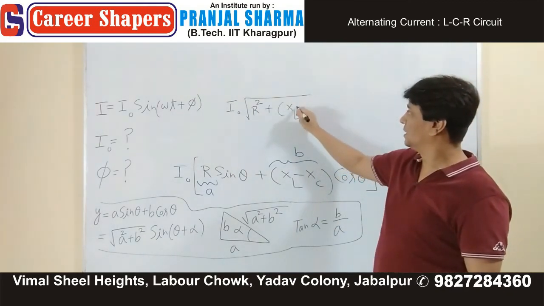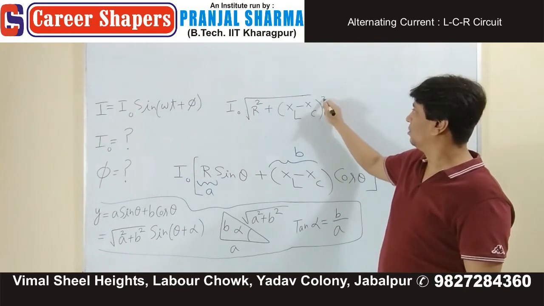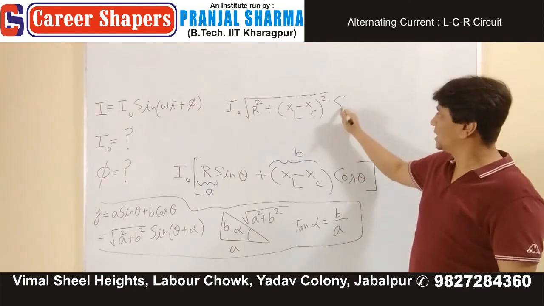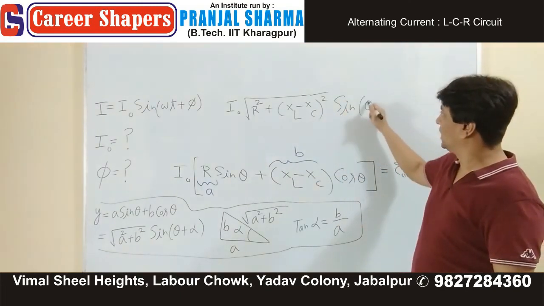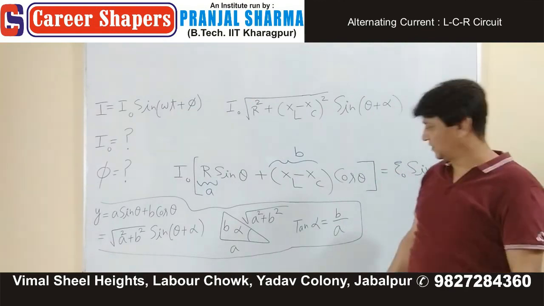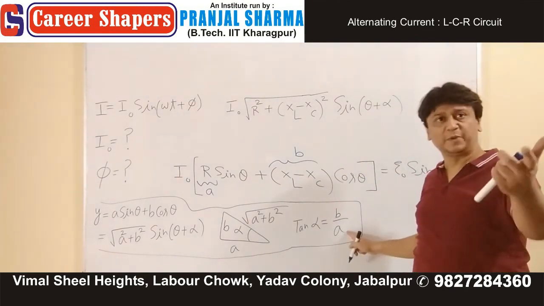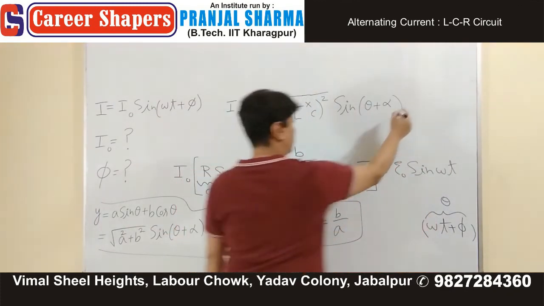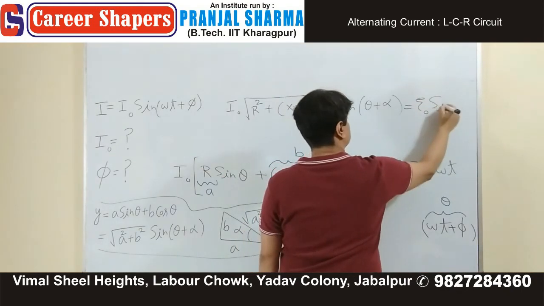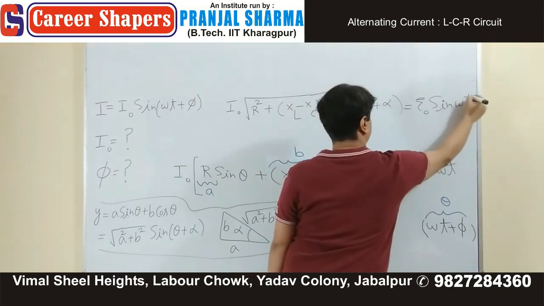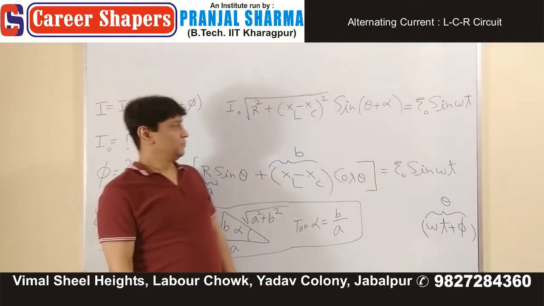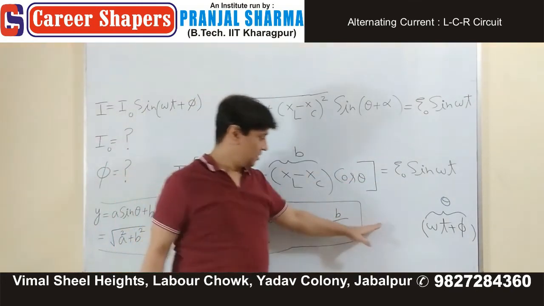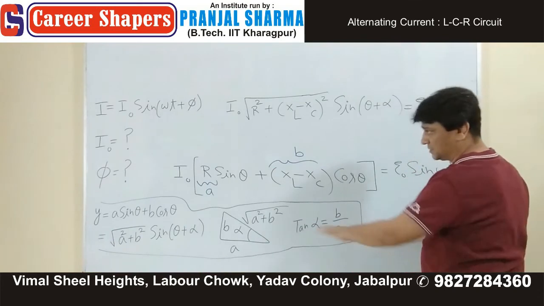root over R square plus (XL minus XC) whole square, that is A square plus B square, sine of theta plus alpha. What is alpha? Tan alpha is B upon A. What is B? Coefficient of cos. What is A? Coefficient of sine. And this part is equal to E naught sine omega t. This is the mathematical part. Physics is already over. So this becomes this with the help of this much maths.